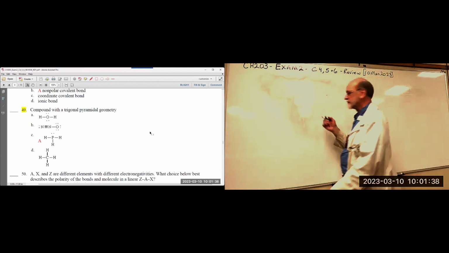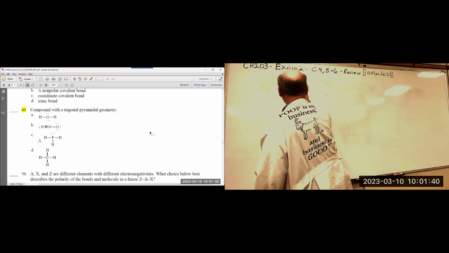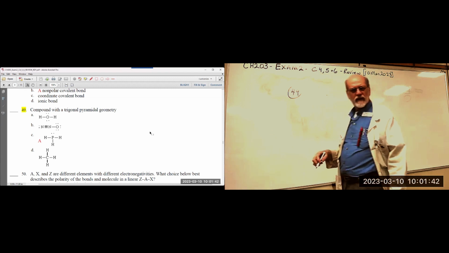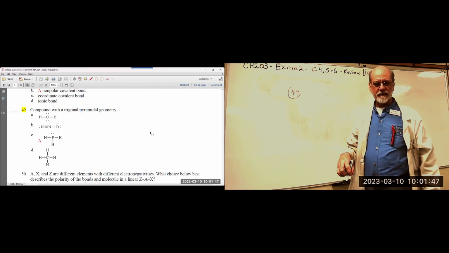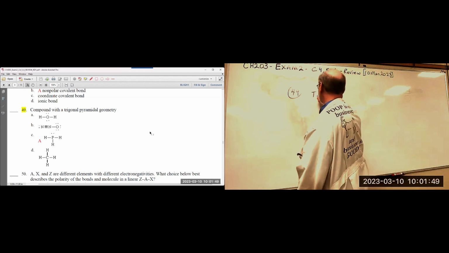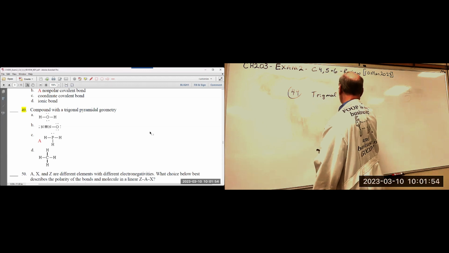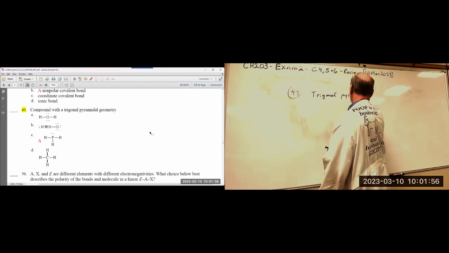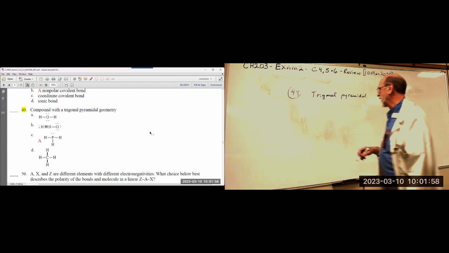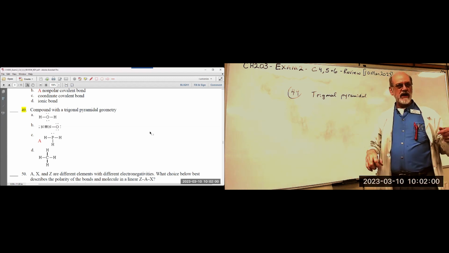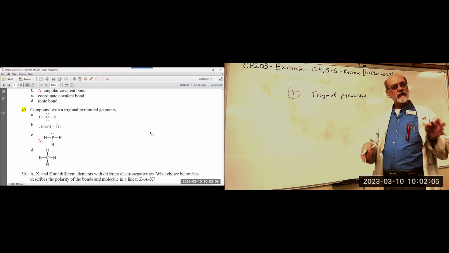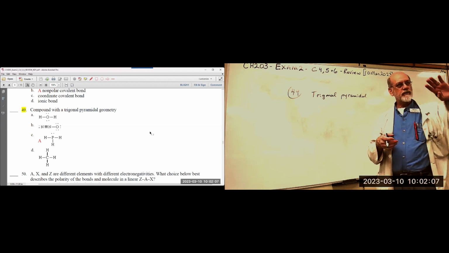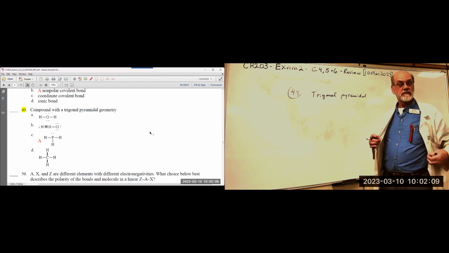49. Now we're going to do some geometry. Compounds with trigonal pyramidal geometry. All right, so we have a trigonal pyramidal. This is the molecular geometry, not the ionic. Do the electronic first, and then you cover up the lone pairs and find out what your structure is from there.